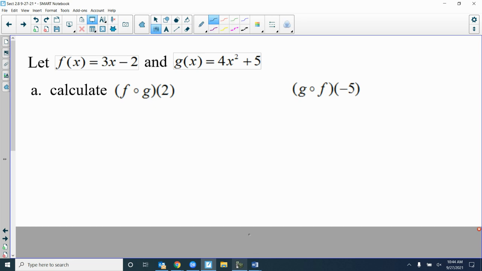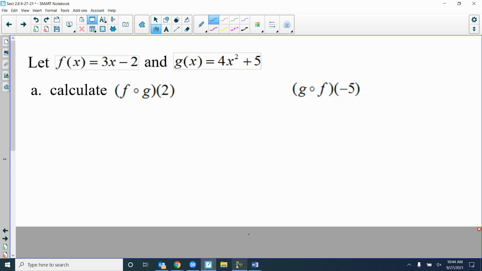All right, so you've got those two functions, 3x minus 2 and 4x squared plus 5. For part A, because you're going to see there's an A and a B here, make sure you do both of those. Don't go down to where B is at this point. Leave that room. So do those side by side.